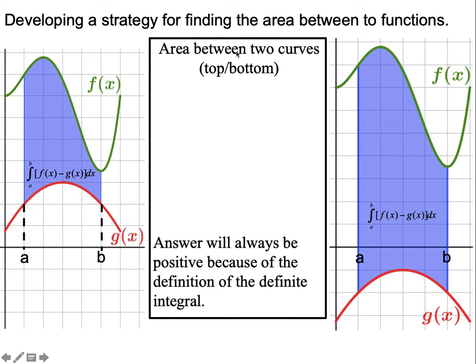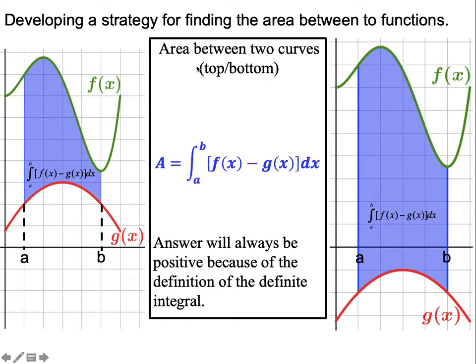Now, we call these top-bottom functions because we have one on the top and one on the bottom. By top, I mean f of x has bigger y values than g of x does. If you notice, from a all the way out to b, f of x is always the top function and g of x is always the bottom function. In other words, they don't cross. That's a whole different section of content.